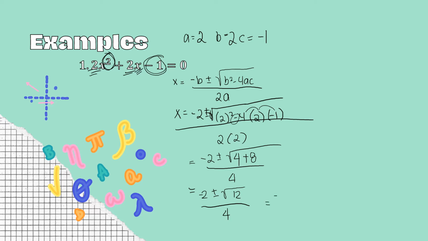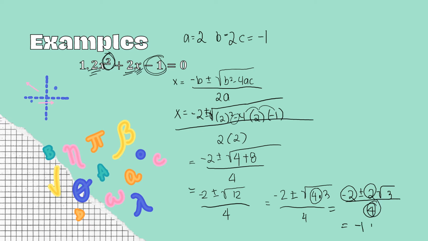To simplify, we have negative 2 plus minus square root of 12, which is also 4 times 3. Since 4 is a perfect square, we can take it out. So we now have negative 2 plus minus 2 square root of 3 all over 4. We can lowest term it. So negative 2 can be divided by 4, and then 2 and 4. So you have negative 1 plus minus 1 square root of 3.